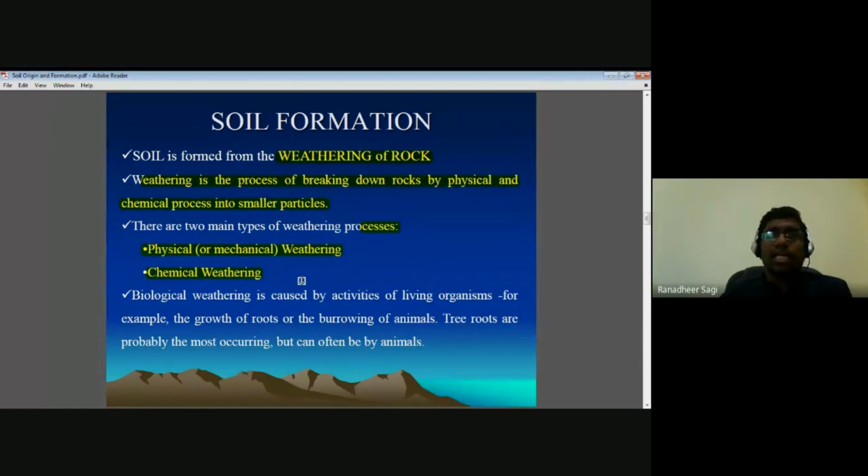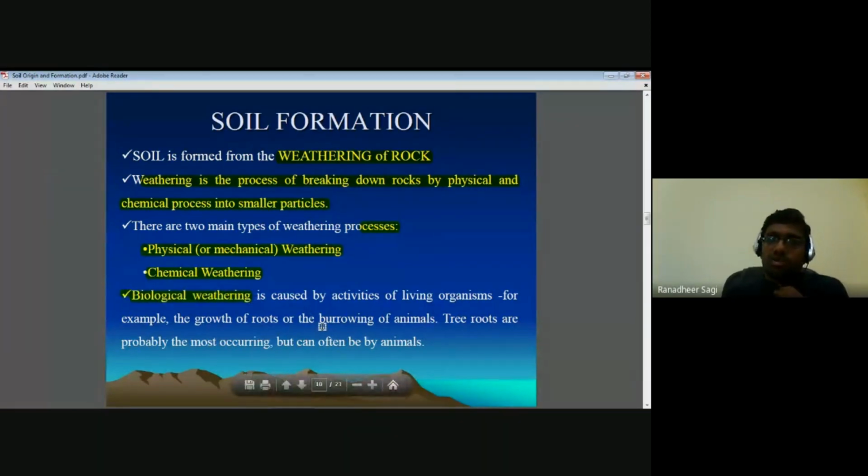The other broad category is chemical weathering. When it comes to chemical weathering, due to the presence of a chemical mixture in the void spaces of the core structure of the rock, or due to the presence of different chemical composition ions, the rock material breaks down, ultimately causing the formation of your soil. Apart from physical and chemical weathering, there could be other processes by which larger particles break down into small particles. That is what we call biological weathering.